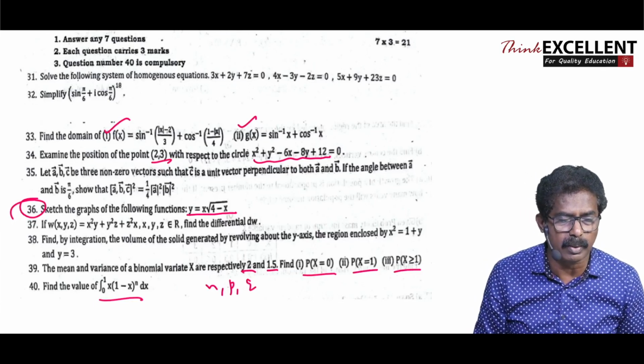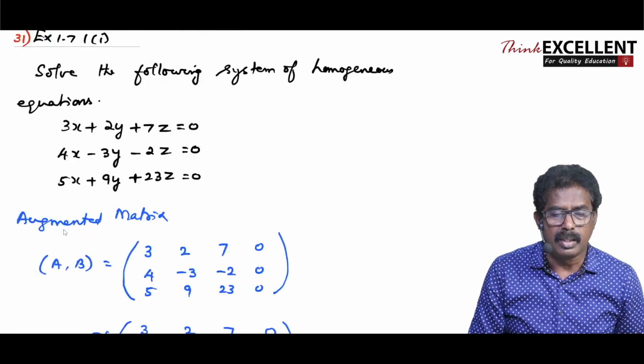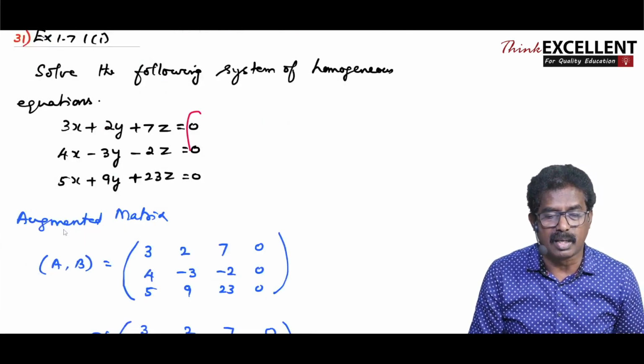Okay, now let us see one by one. Question number 31, homogeneous system of equations, right? So all zeros, right?